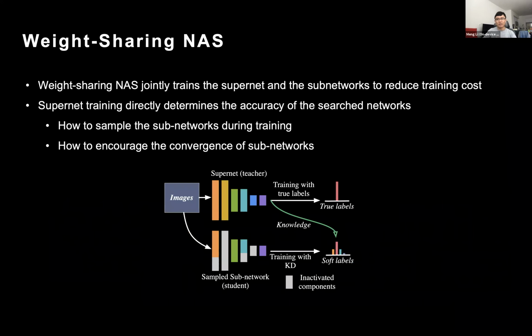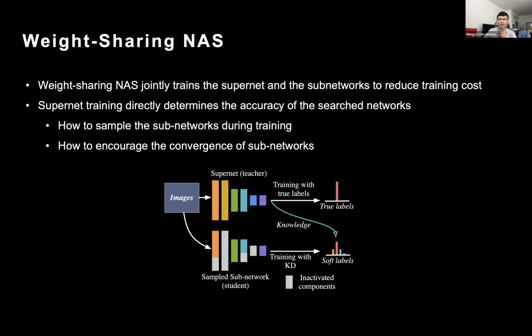So besides the search space, the supernet training algorithm is also very important and directly determines the efficiency of the architecture search, as well as the accuracy of the model that we can get from the architecture search. Weight sharing NAS jointly trains the supernet and its subnetworks to reduce the training cost, which is actually much more challenging compared to training a single network.